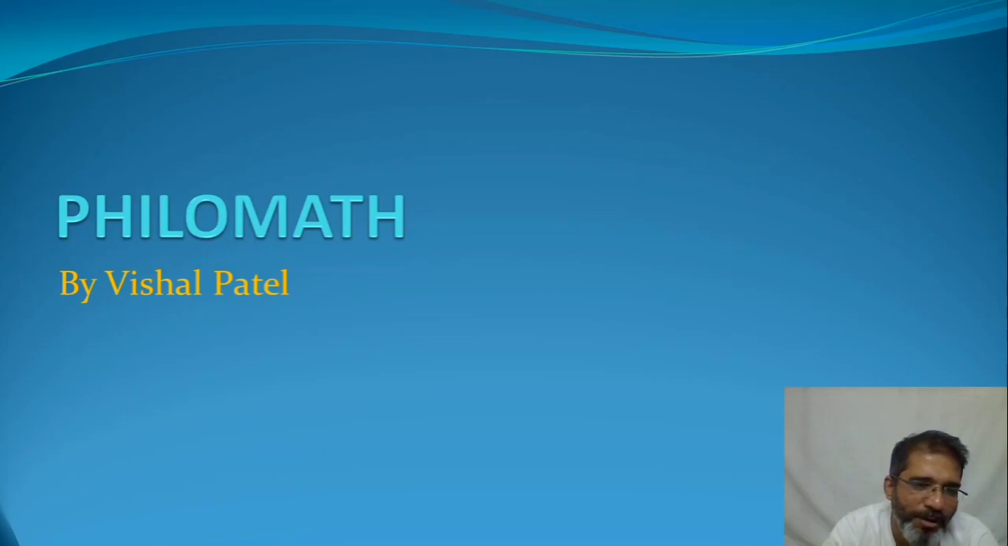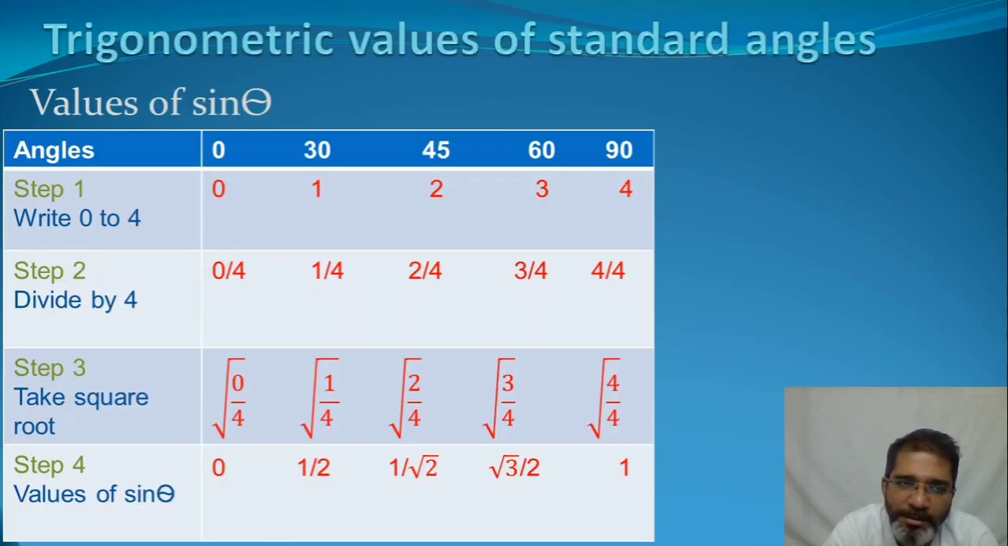In today's video, we are going to study how we find the ratios of trigonometric angles of standard angles in a very easy method. So first we'll see what are called standard angles. Angles like 0 degree, 30 degree, 45 degree, 60 degree, 90 degree, 180 degree, 270 degree, all these are called standard angles. But here we are going to find out the values till 90 degree only.